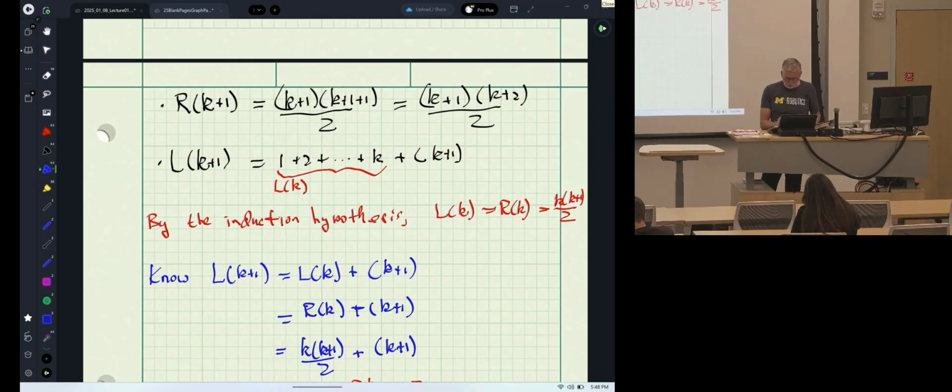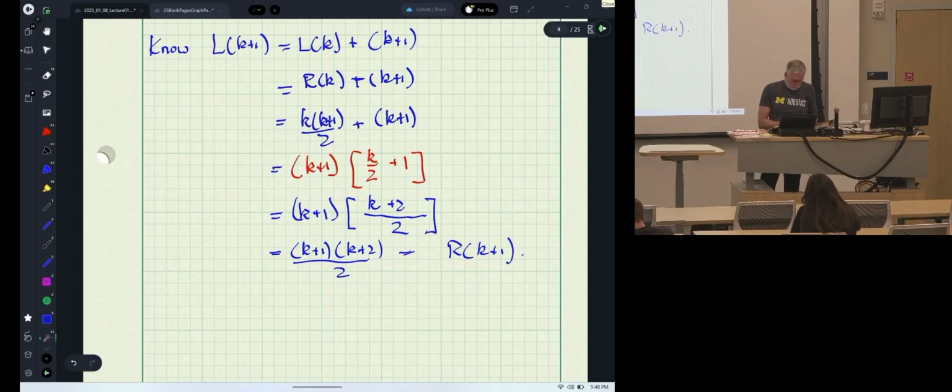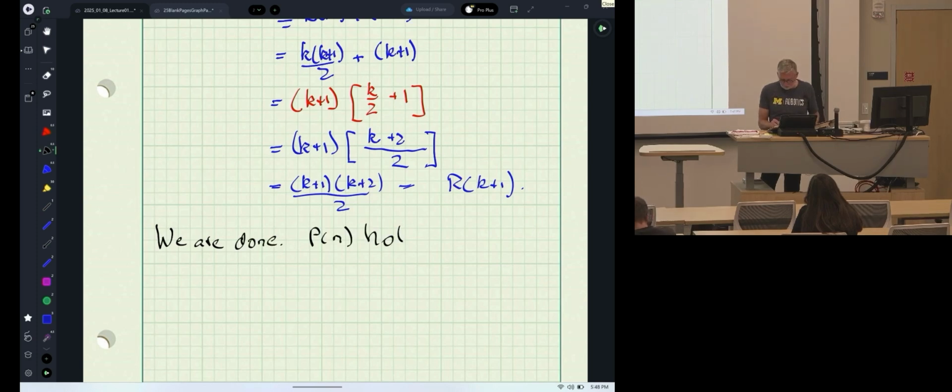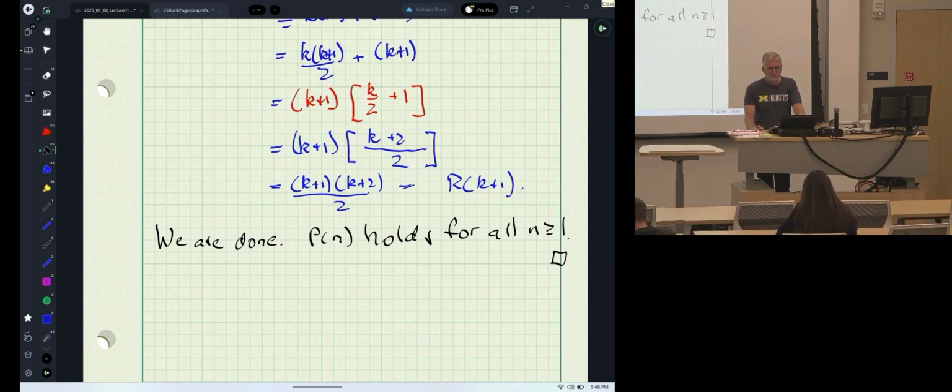And so here's r of k plus 1, k plus 1 times k plus 2 over 2. And here is L of k plus 1. And so we are done. Given holds for all n greater than or equal to 1 by the principle of induction.